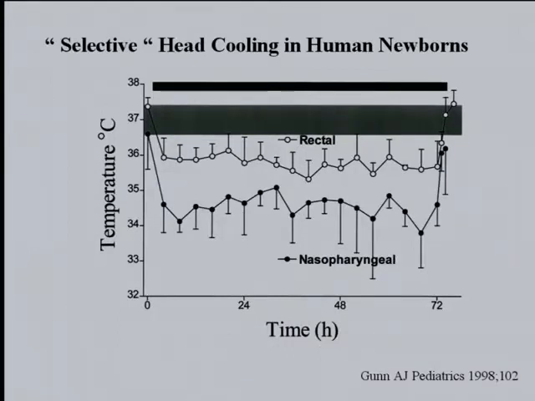Now we come to measure brain temperature. My colleagues, good friends, have claimed that they are selectively cooling the head in human newborns, and they even published this nasopharyngeal temperature being about 2 degrees or 1.5 degrees below rectal temperature.